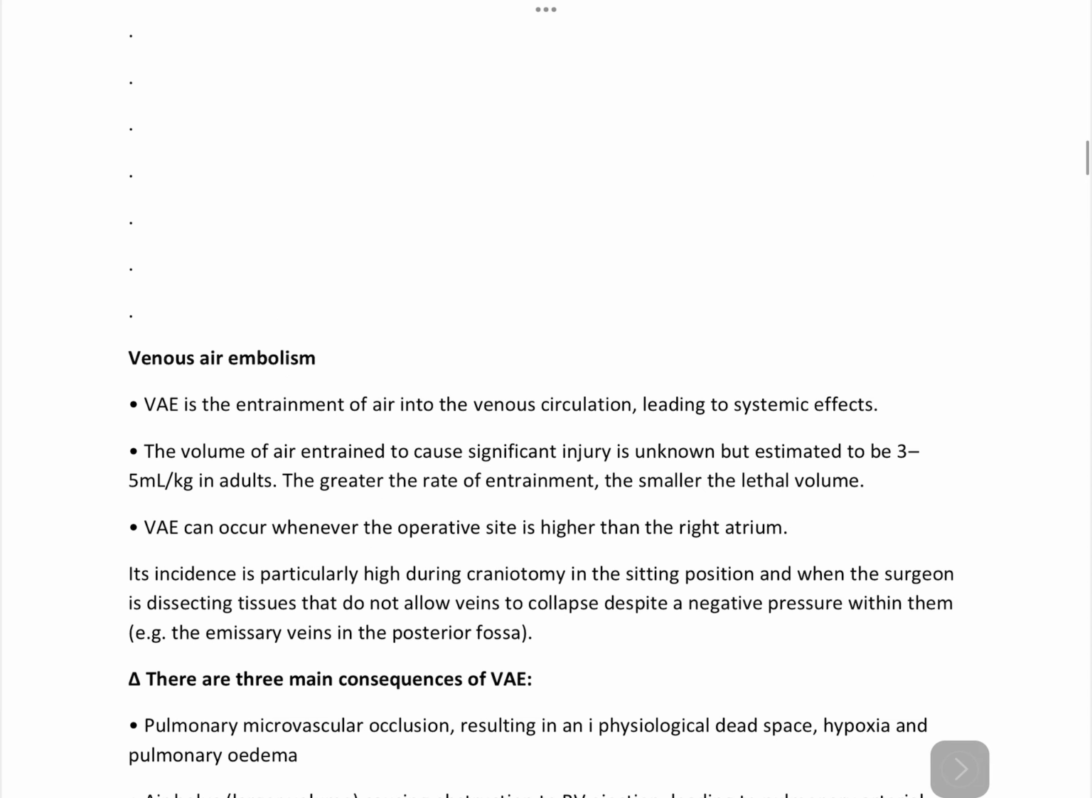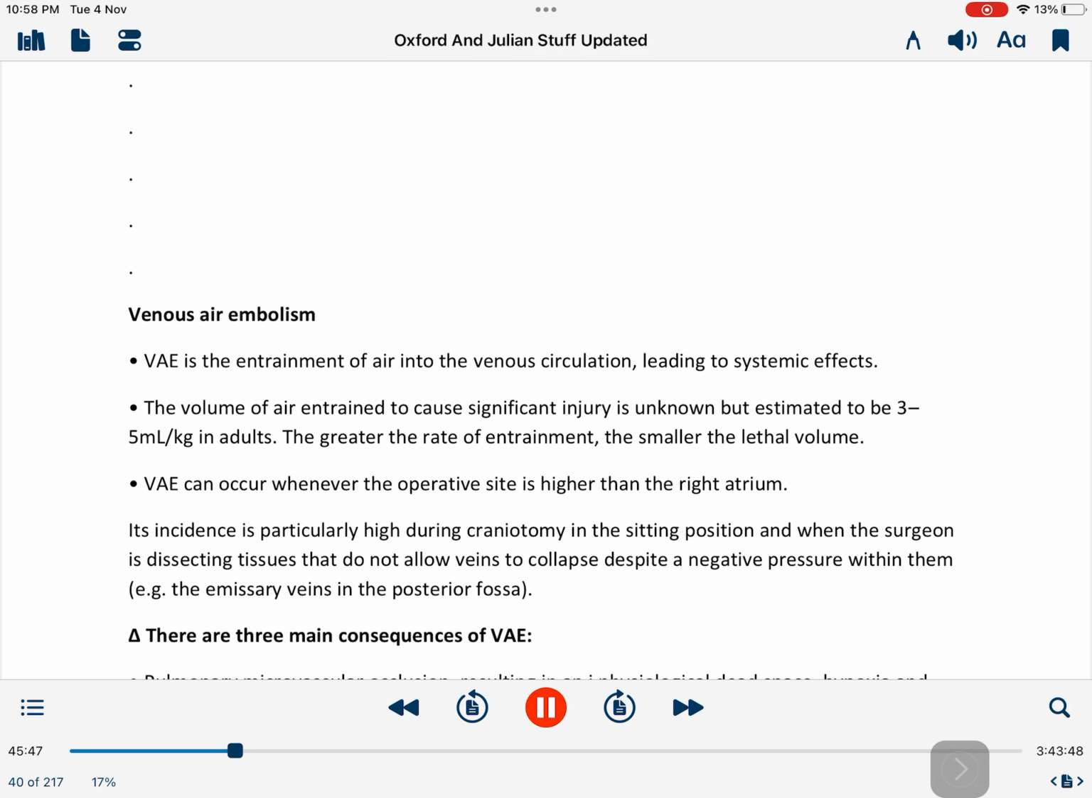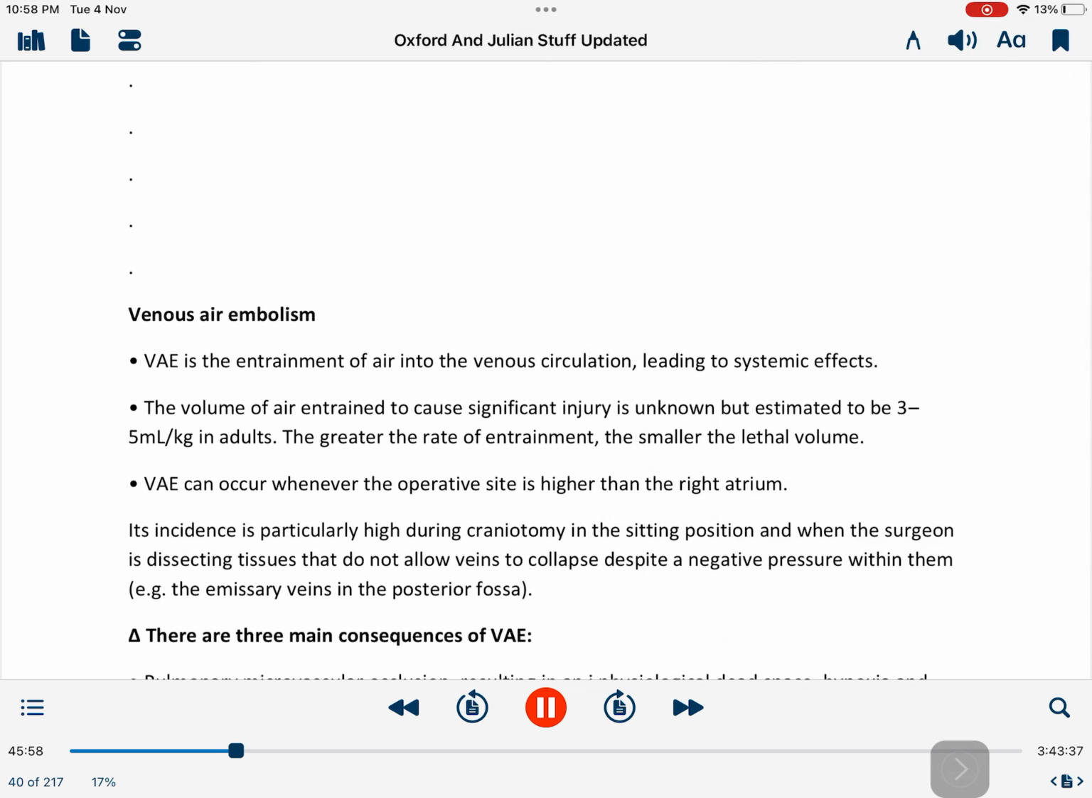Venous air embolism, or VAE, is the entrainment of air into the venous circulation, leading to systemic effects. The volume of air entrained to cause significant injury is unknown but estimated to be 3-5 ml/kg in adults. The greater the rate of entrainment, the smaller the lethal volume.